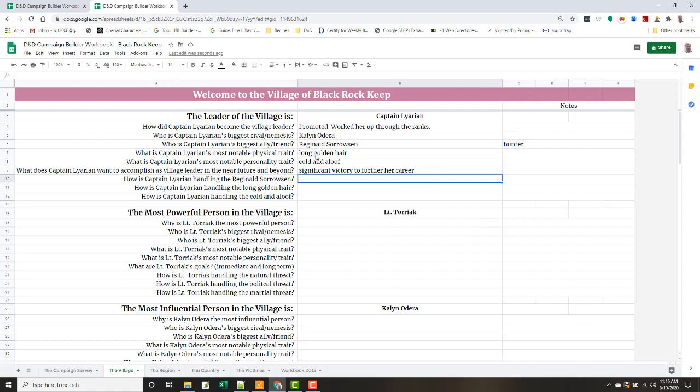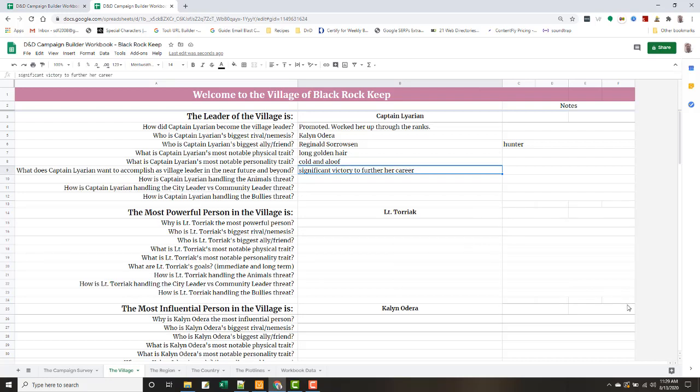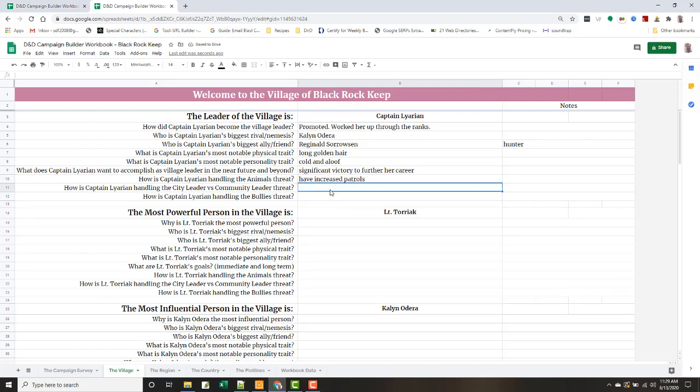And I have an error here. Okay, and now we want to see, how is Captain Learian handling the different threats to the village? So how is she handling the animal threat, the wild wolves that are attacking? So she's going to have increased patrols. So that kind of... She uses the wolf threat as even a bigger excuse for her to be out in the wilderness.